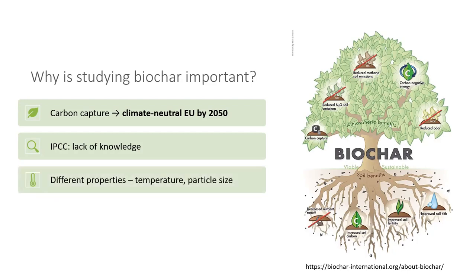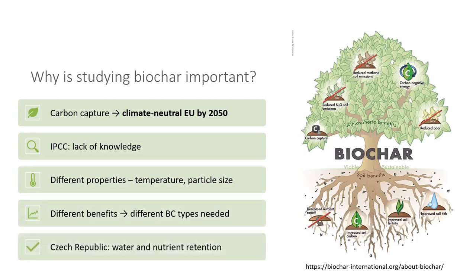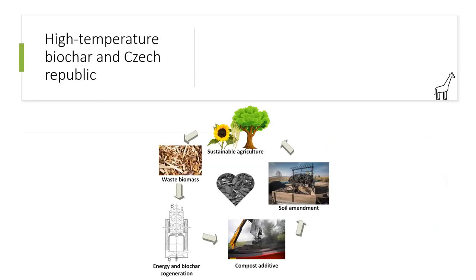Biochar is a broad term, and there are a lot of types of biochar, and that means that they have different properties and they are mainly influenced by process temperature and biochar particle size. Different properties mean different benefits. So we need to find specific biochar types for specific process it is used in. And as we are in Czech Republic, we focus on the biochar that has the highest water and nutrient retention in soil. That's why we focus on high temperature biochar, because it has most developed porous structure and can retain most water and nutrients.